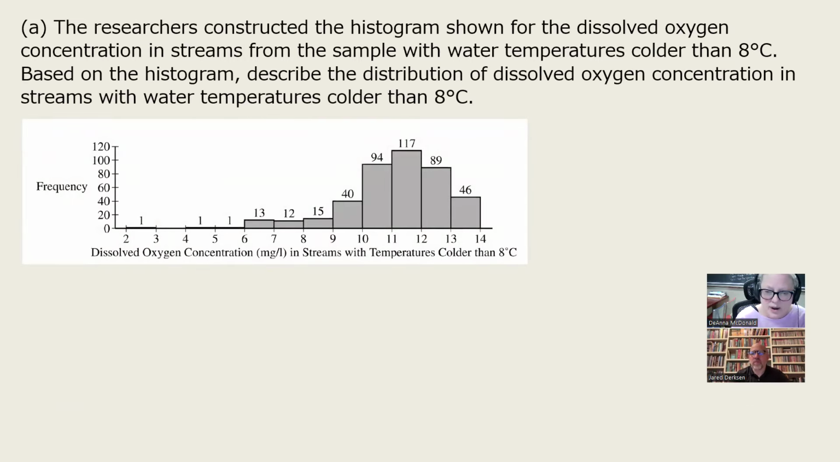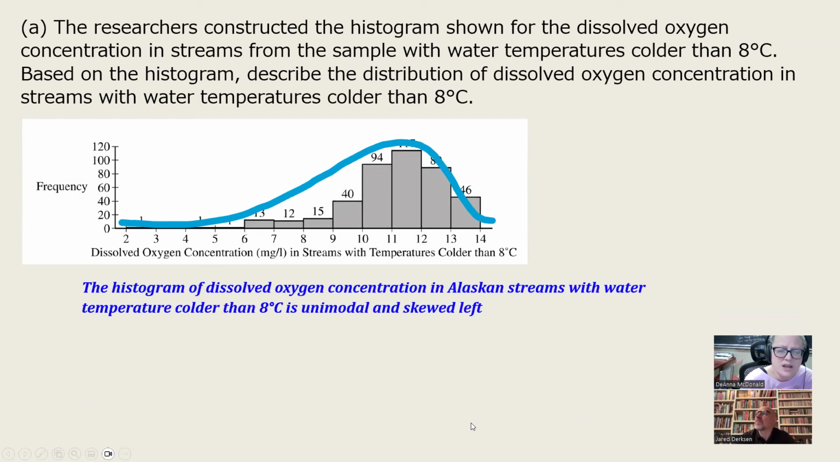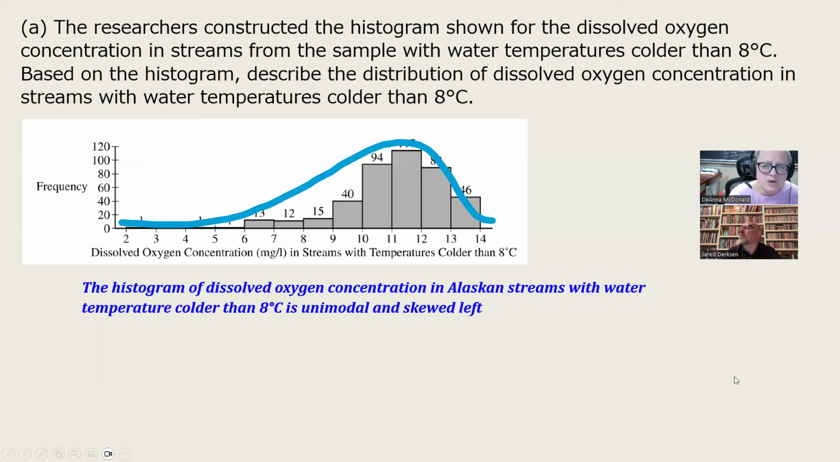All right, so let's look at the question that goes with this. Based on the histogram, we want to describe the distribution of dissolved oxygen concentration in streams with water temperatures that are colder than 8 degrees Celsius. So the first thing we're going to do is look at shape, and we're going to say that the histogram of dissolved oxygen in Alaskan streams with water temperature colder than 8 degrees is unimodal. That means it only has one peak, and skewed to the left.